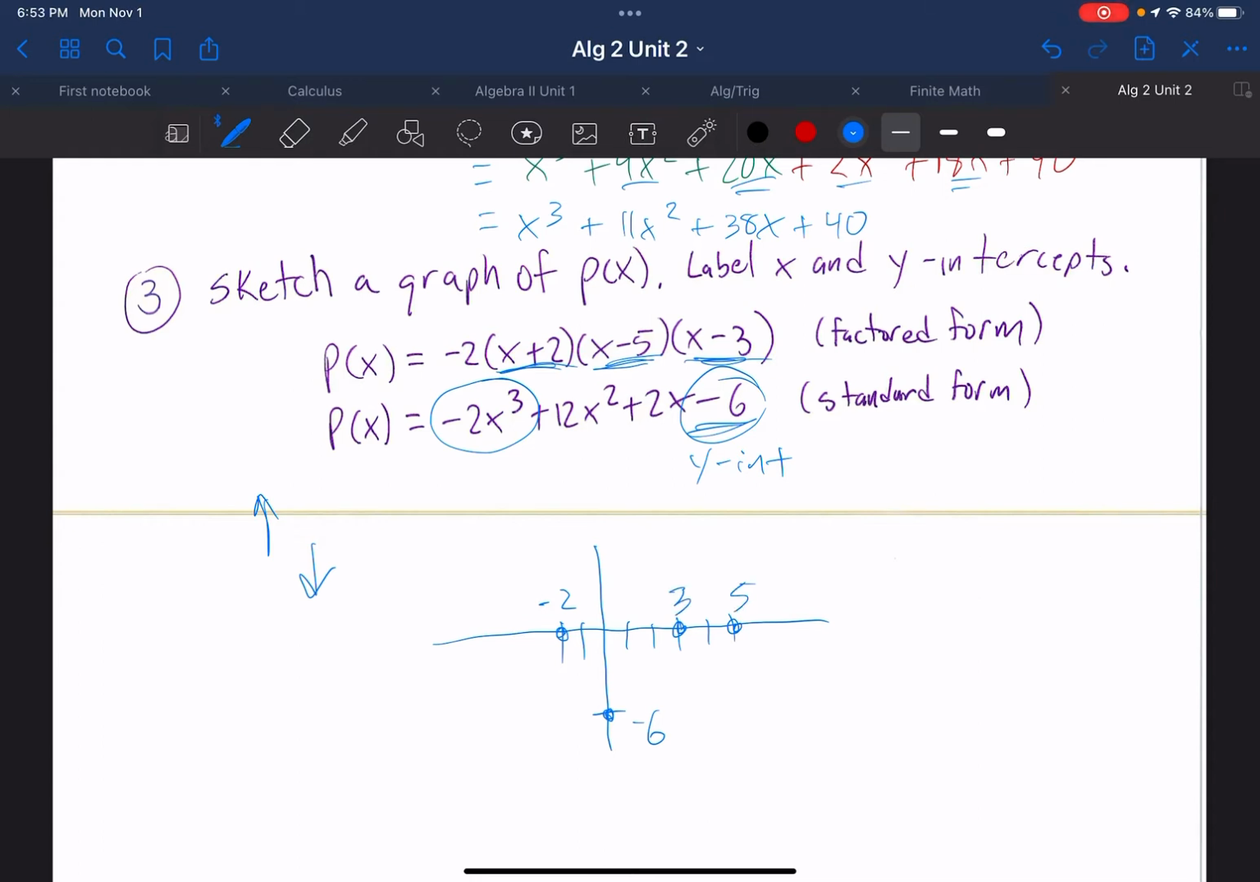So it has to snake through all of those and be up on the left and down on the right because it's negative and odd. So I'll switch colors, I guess I'll just do red right here. So here we go.